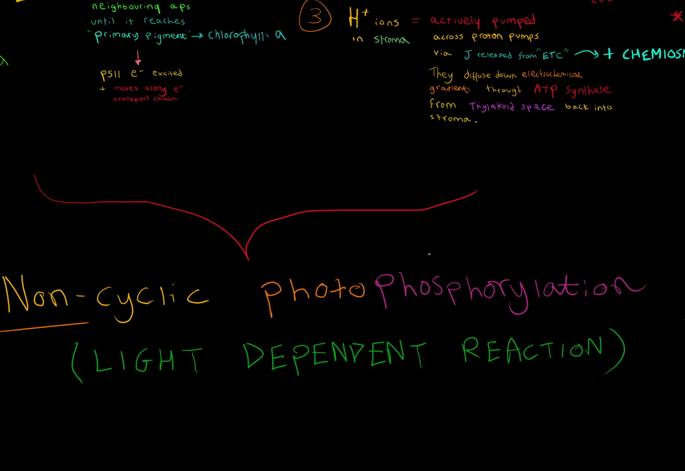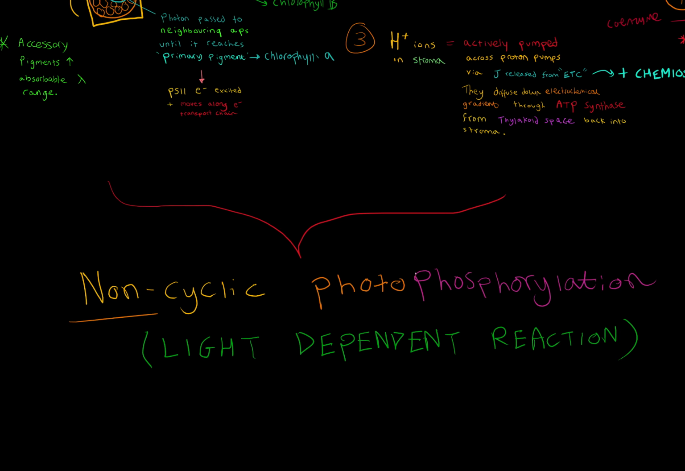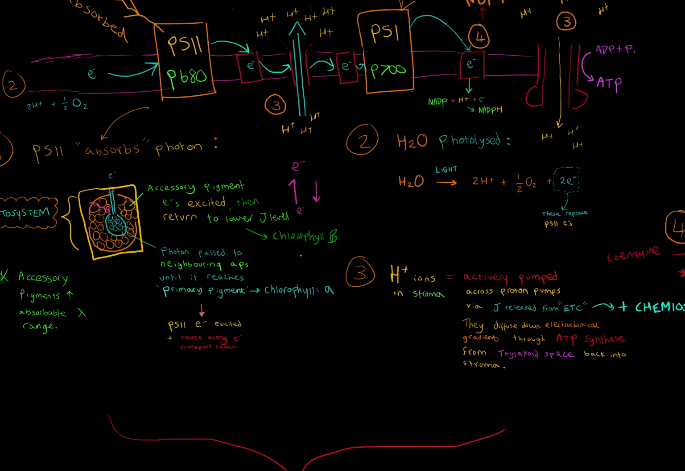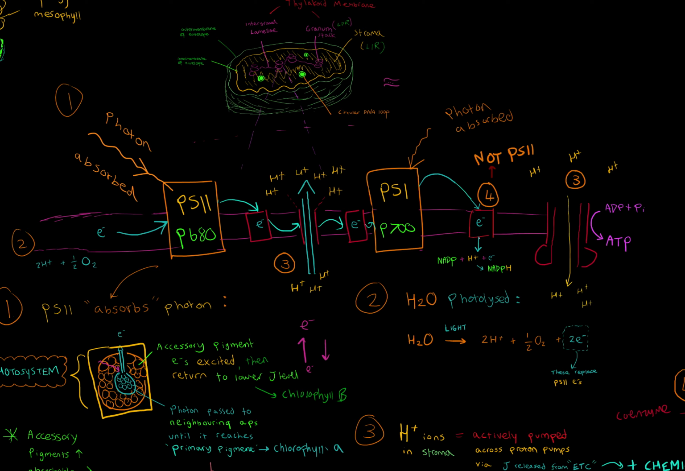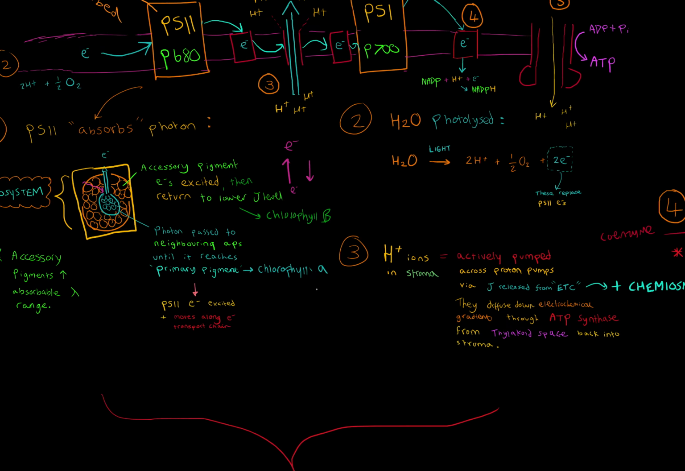So this process was called non-cyclic photophosphorylation. Once again, it absorbs light. Phosphorylation: it produces ATP by phosphorylating ADP, and this is the light-dependent reaction. The reason this is non-cyclic is that the electron is removed from the electron transport chain. It starts off in the thylakoid membrane, and it ends in a molecule. So it doesn't finish where it started.